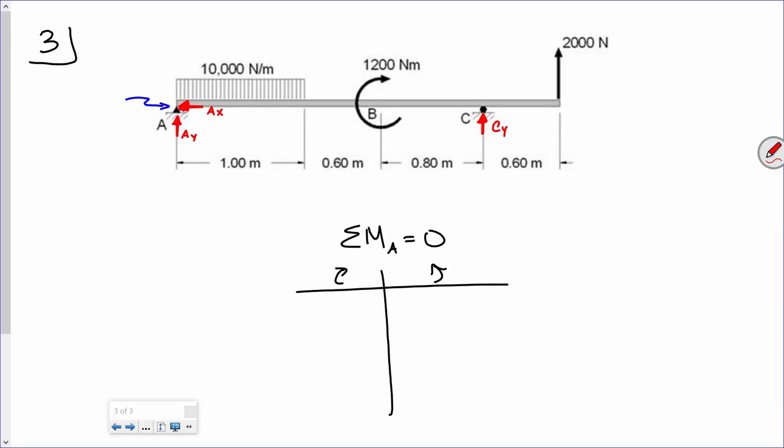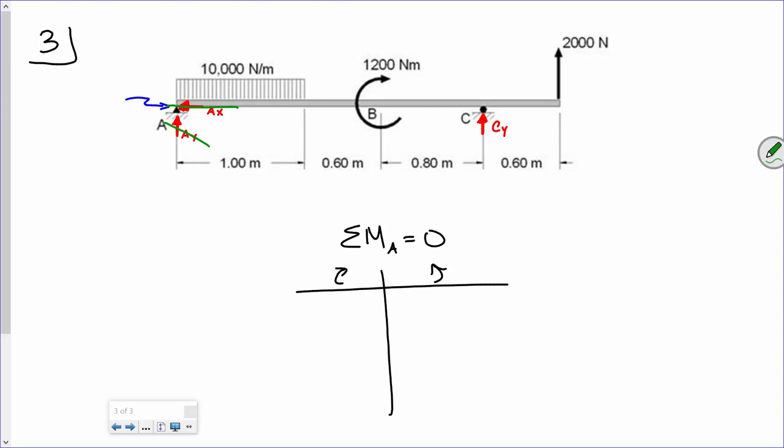So we'll sum moments at A. What we do is we just take each force one at a time. If I'm summing moments at A, does AX cause any contribution? No, it's going right through it. So that's done. What about AY? So nothing there, right? Let's deal with the simple one.